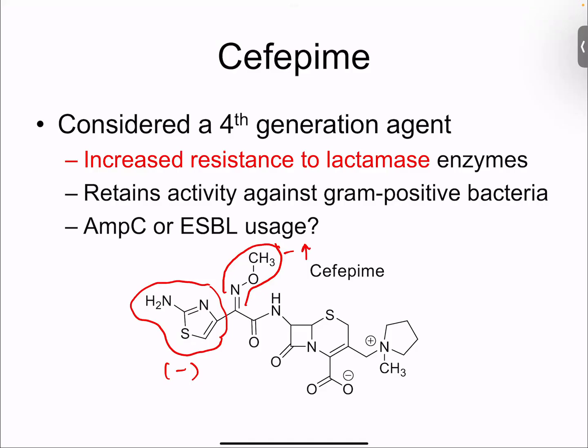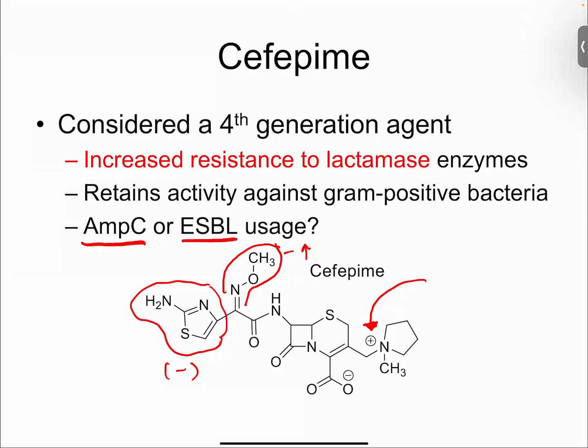But then what's the similarity that exists between cefepime and ceftazidime? It's the presence of this permanent positive charge in this methylpyrrolidine ring. So that positive charge, much like we described for ceftazidime, enhances its ability to pass through pseudomonal porins. So cefepime and ceftazidime are your anti-pseudomonal cephalosporins. AmpC and ESBL use. Right, this is an area of controversy.